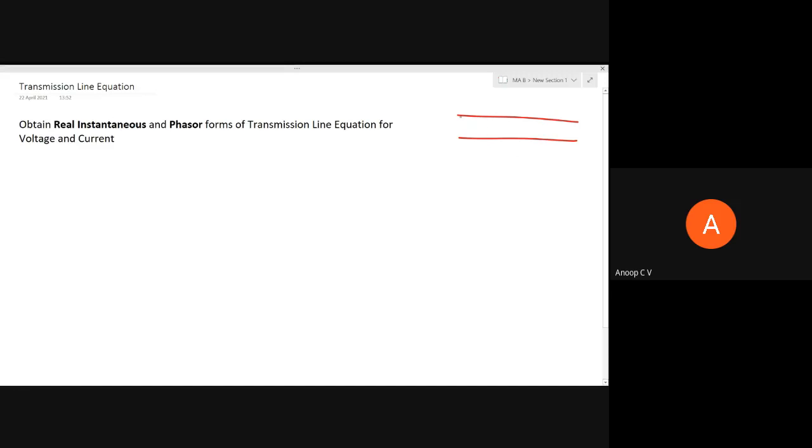Also, the assumption is that I'm placing the transmission line along the z-axis, and I have my source at Z equal to 0, and load at Z equal to L. This was the assumption.